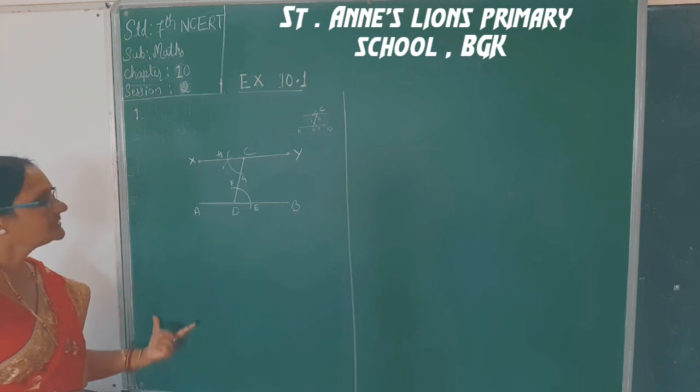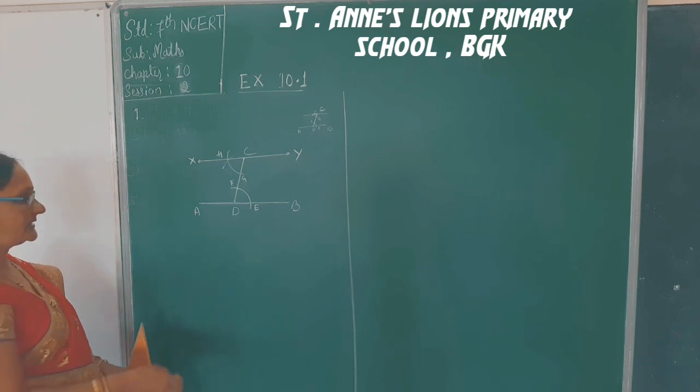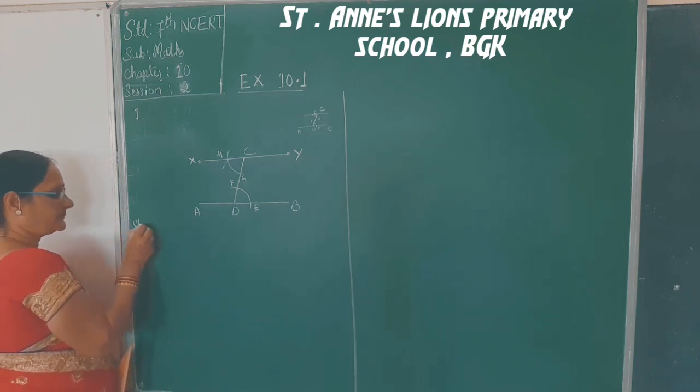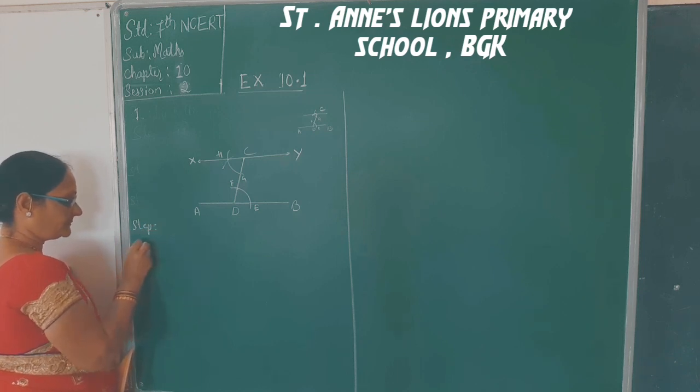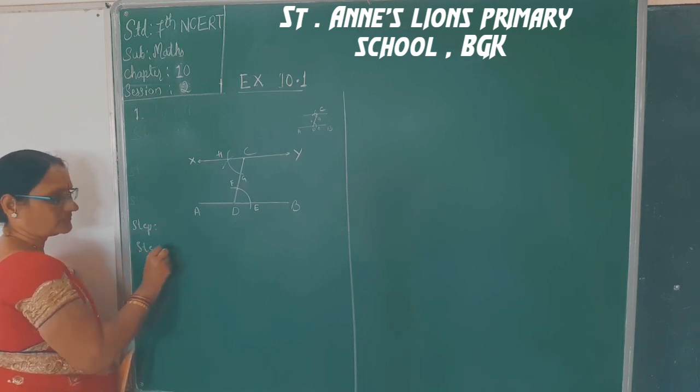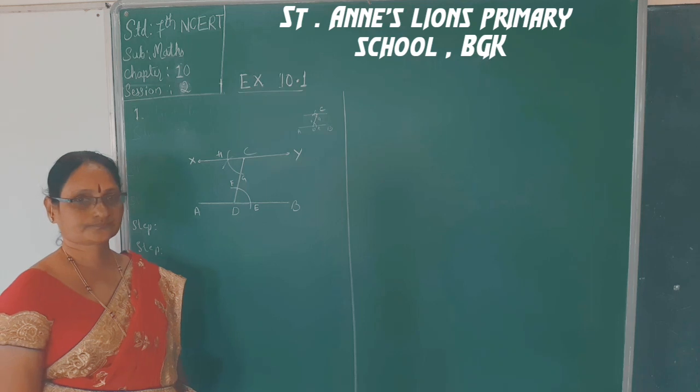So you have to write the steps of construction here. Step 1, what we have done. Step 2, what we have done. Step 3, what we have done. This work is for you.